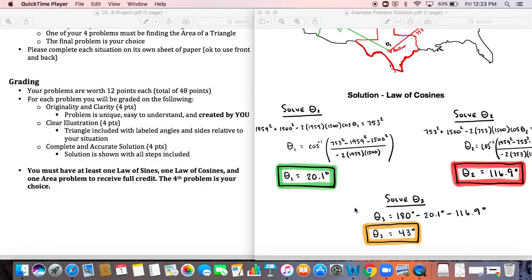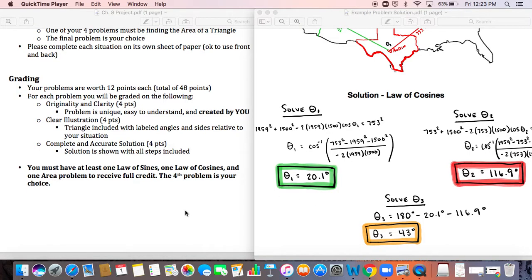Totally up to you. I will be available on Zoom on Tuesday and Thursday from 1 to 1:30 p.m. if you have any questions about the project. And as always, I'm available via email and Remind during school hours is when I'll be responding to those things. Please let me know if you have questions.